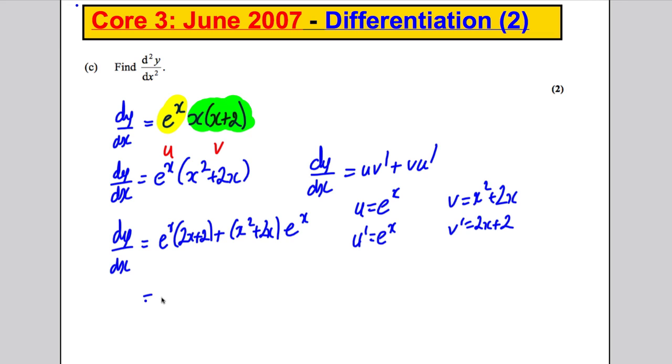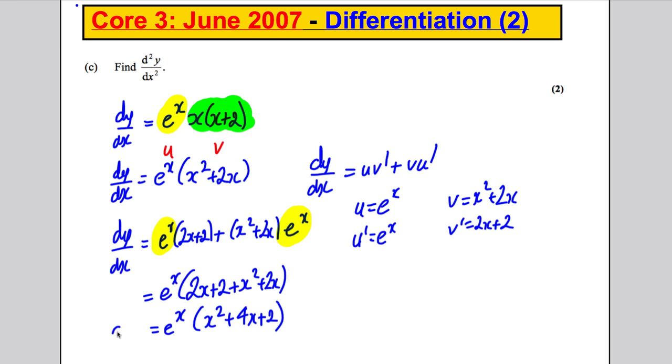And we're pretty much done. We could just factorise out the e to the x. There's one here, and there's one here. So therefore, we leave that as 2x plus 2 plus x squared plus 2x. And when we collect like terms, we would get x squared plus 4x plus 2, and we're done. That was dy by dx. So therefore, this was d2y by dx squared. d2y by dx squared is equal to e to the x, x squared plus 4x plus 2, and we're done.